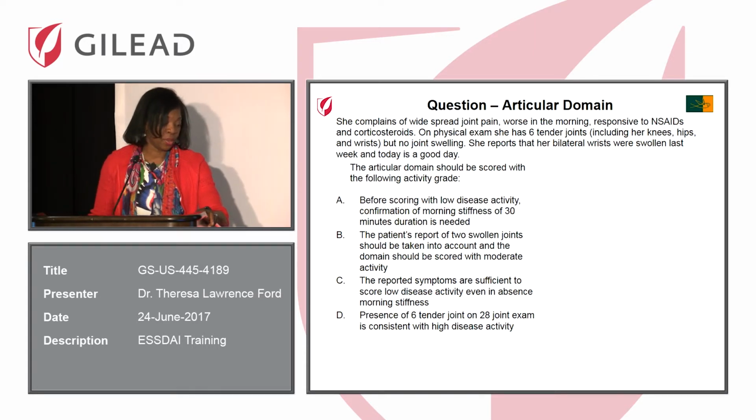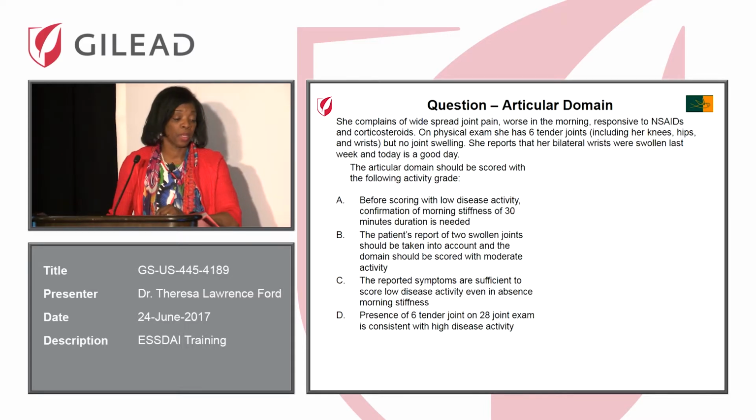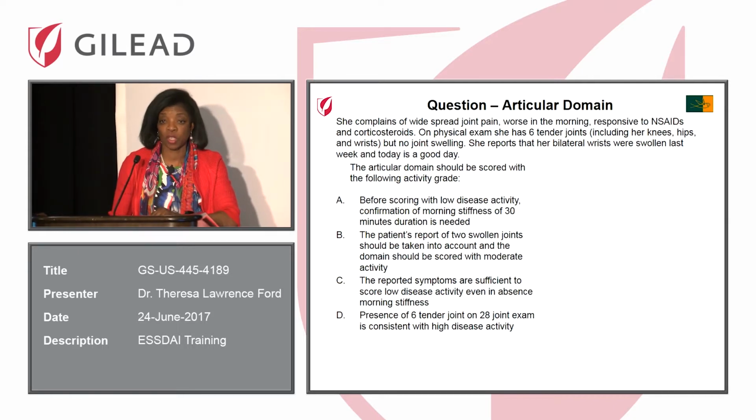Okay, so she complains of widespread joint pain, worse in the morning, responsive to NSAIDs and corticosteroids. On physical examination, she has 6 tender joints, including her knees, her hips, and wrists, but she has no joint swelling. She reports that both of her wrists were swollen last week, but today she's having a good day. So the articular domain should be scored with the following activity grade.